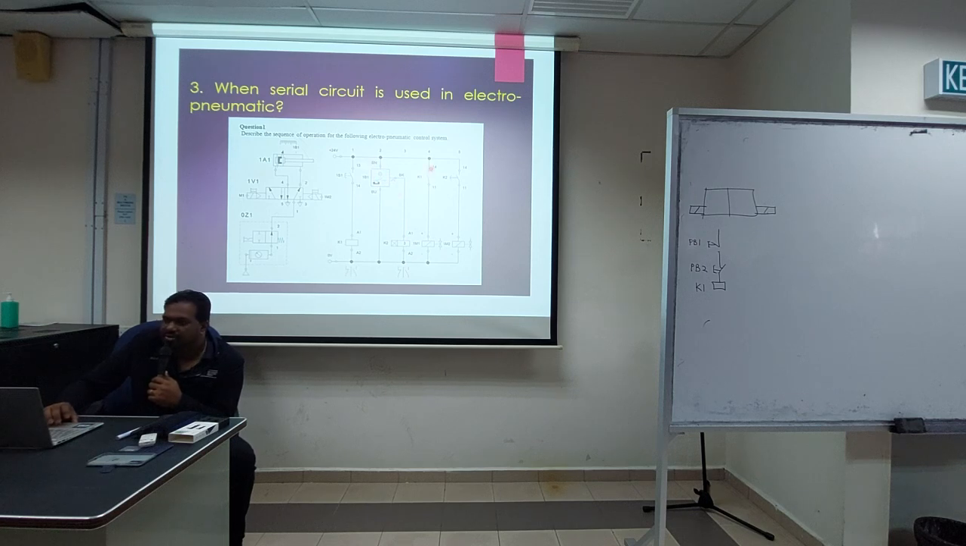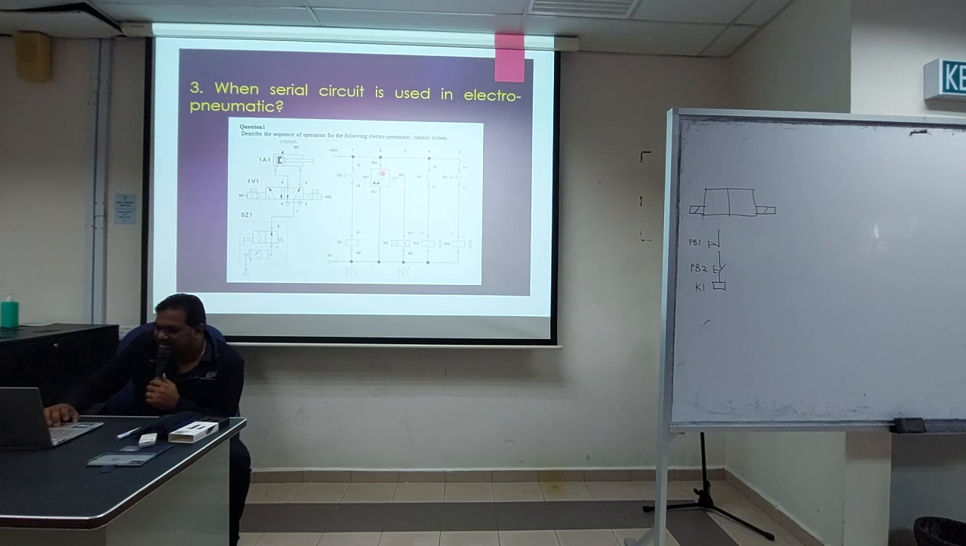Okay. So line 4 series ke parallel? Series, sebab dia just ada satu line. Nombor 5 series juga. So soalan dia, when serial circuit is used in electro pneumatic. So serial circuit selalunya kita akan gunakan when you want to use one component to control another component. So dekat macam line 1 ni, you gunakan push button 1. Kalau push button 1 connected, automatically K1 akan connected. So that is the in series lah.